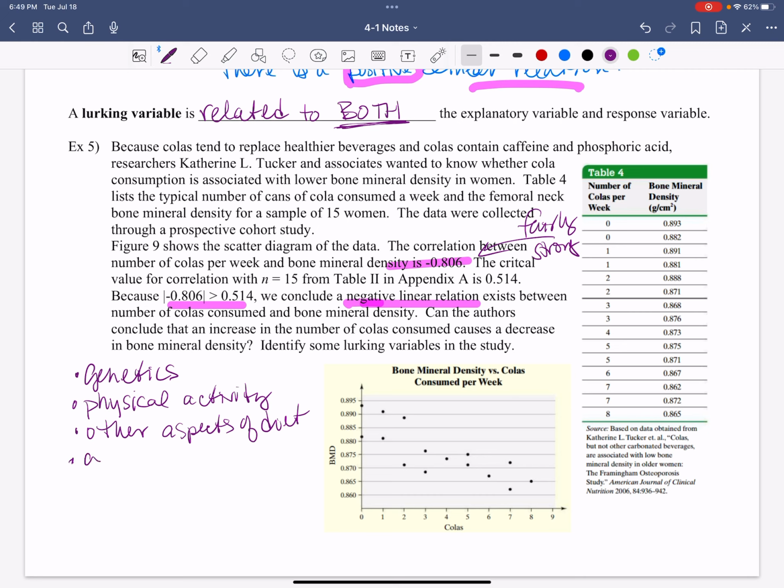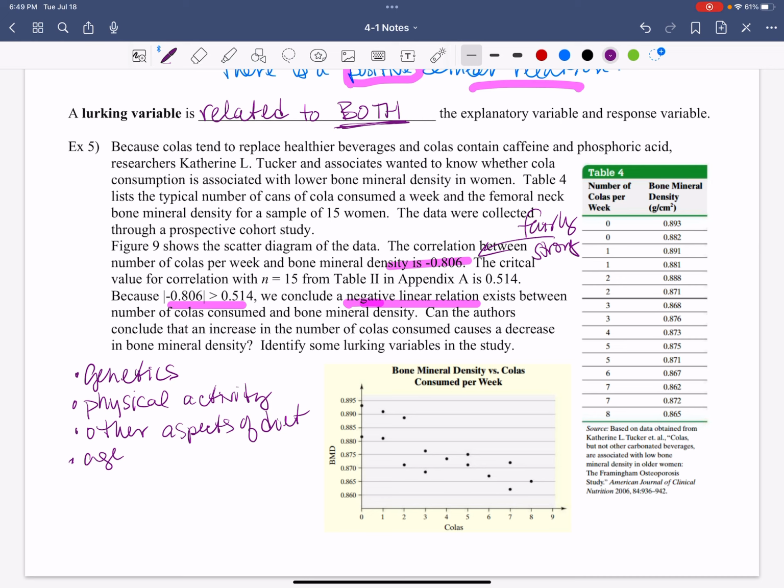Your age. It doesn't give an age in there. It just says 15 women. So are they older? Are they younger? I don't know. It doesn't say. So those are things that we have to be looking at. And do you see how we can just keep going and keep going and keep going? So then that makes an impact.